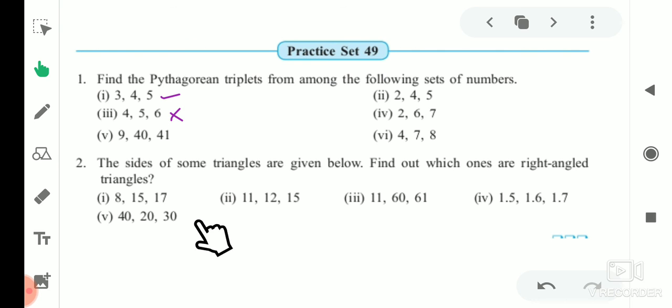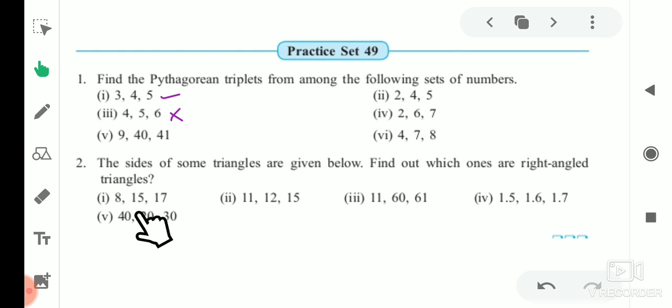The sides of some triangles are given below. Here are the sides of some right angled triangles. Find out which ones are right angled triangles. Here the sides of triangles are given and we have to find out whether these triangles are right angled triangles. So how will we find?